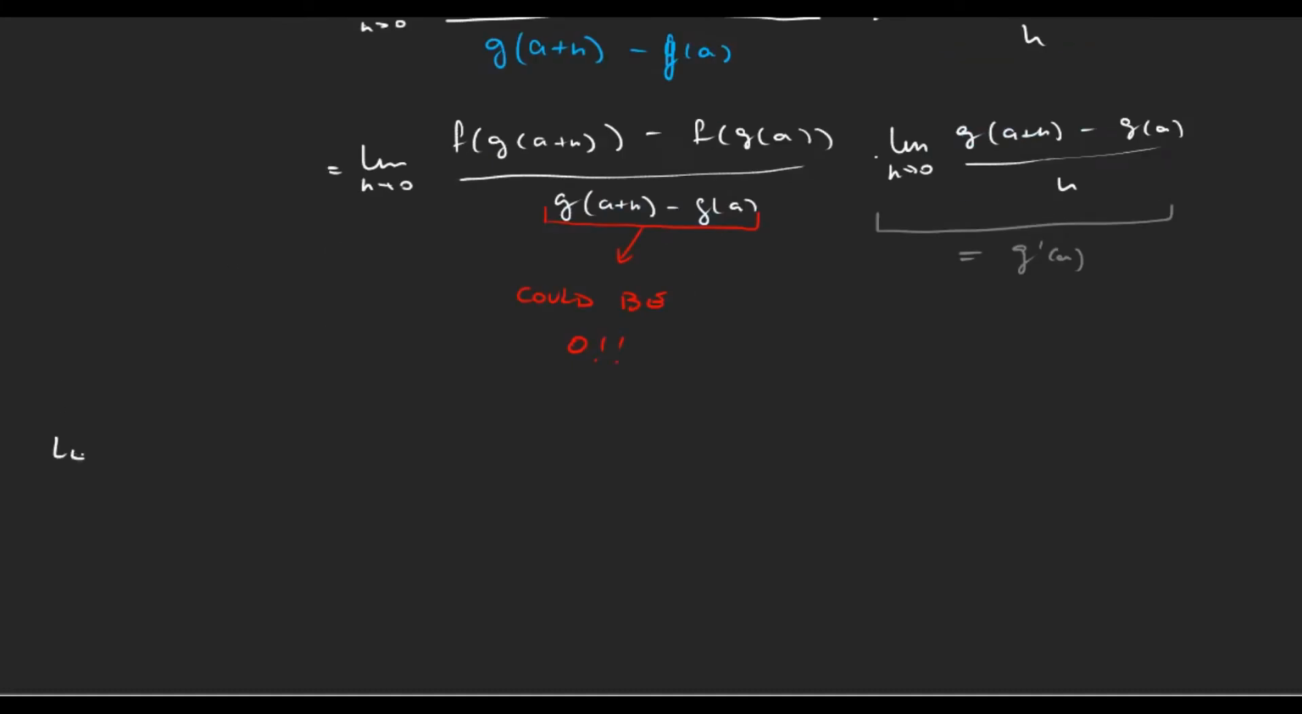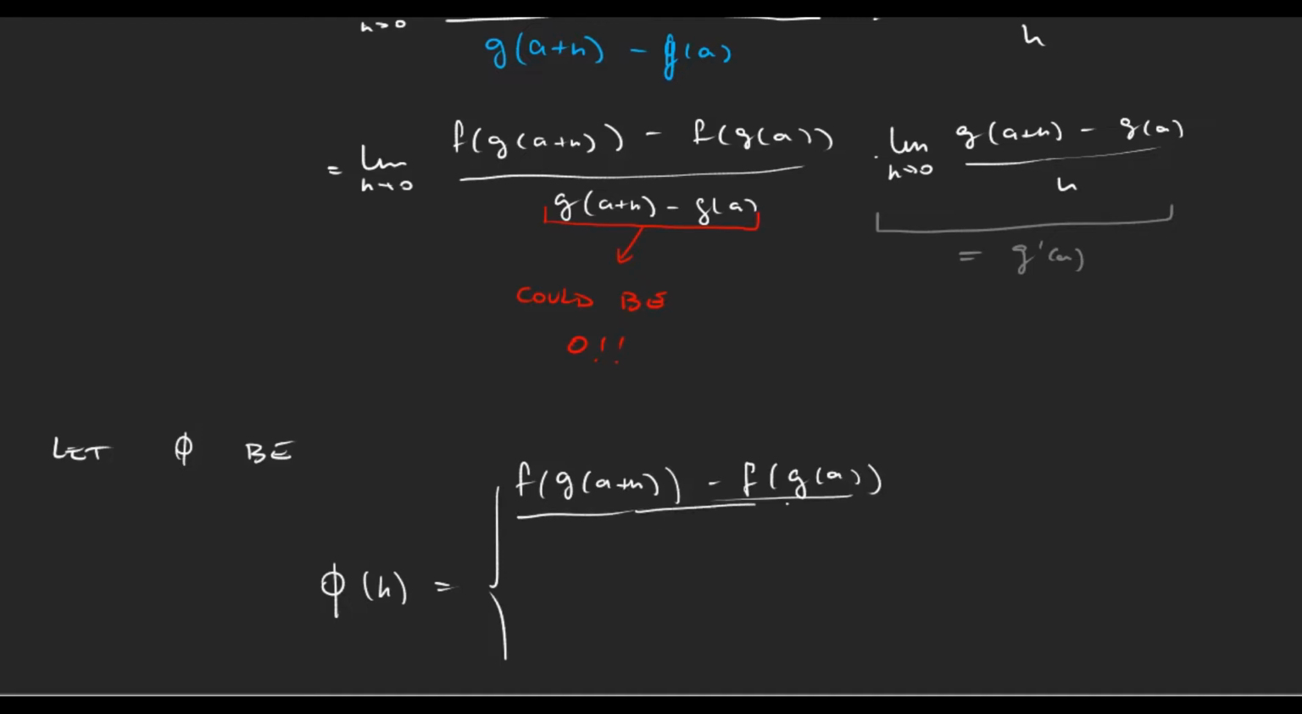Well, we'll define a function phi. We'll define phi of h as this quotient, so f in g of a plus h minus f in g of a divided by g of a plus h minus g of a, and we'll define it like this whenever g of a plus h minus g of a is different to 0.